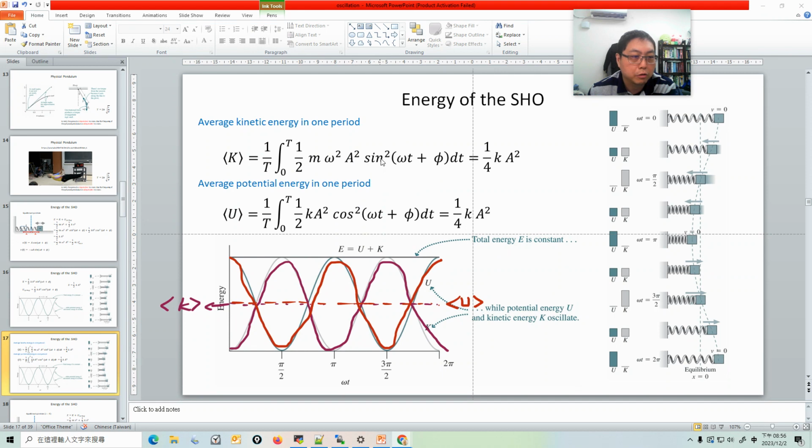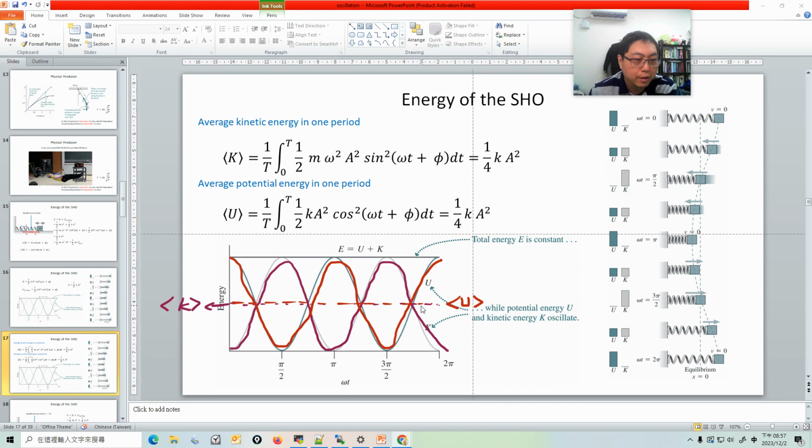So after all, you just do the integration of the sine square function. And this is also the same here: this constant, k is constant, a is constant. So you're actually doing the integration of the cosine square function. The average of sine square over one period is 1 over 2, and the average of cosine square over a period is also 1 over 2. So you get 1 over 4 k a squared, and the other is also 1 over 4 k a squared.